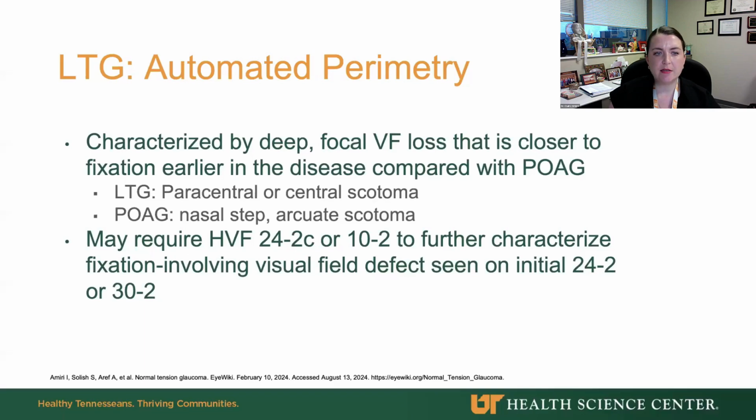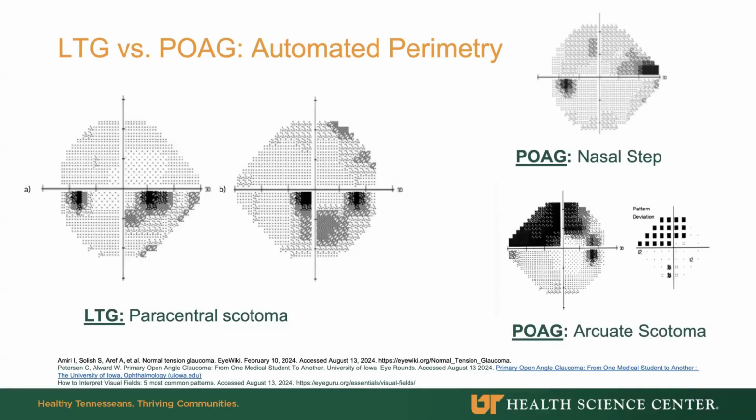And as I mentioned in the last slide, these low tension glaucoma patients may require either 24-2C, which includes a couple extra foveal points, or 10-2 to further characterize the fixation involving visual field defects that may be seen just a little bit on the 24-2 or 30-2. So some images to illustrate the paracentral scotoma that characterizes low tension glaucoma, as opposed to the nasal step, which can then progress to an arcuate scotoma in primary open angle glaucoma.